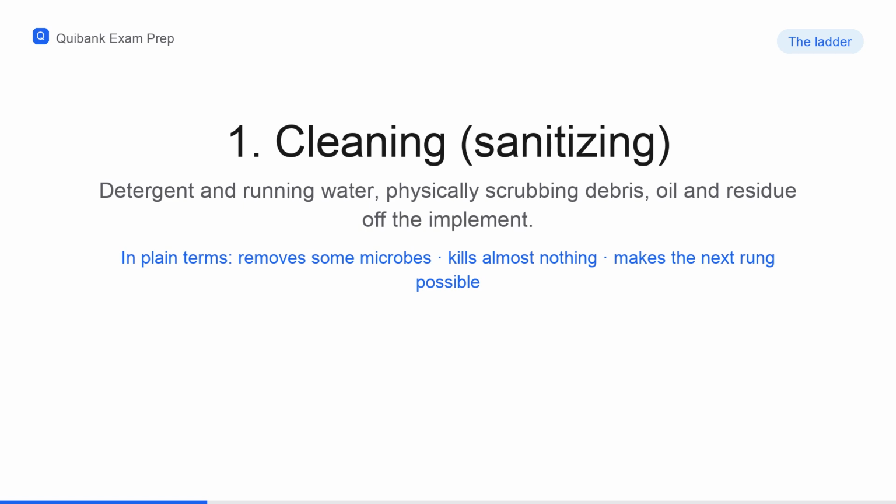Rung 1 is cleaning, also called sanitizing. Soap or detergent and running water, physically scrubbing debris, oil and product residue off an implement. Cleaning removes some microbes by washing them down the drain, but it kills almost nothing. That is not a weakness. Cleaning is the step that makes the next rung possible.